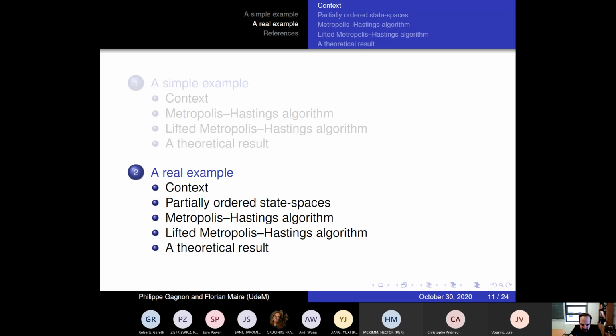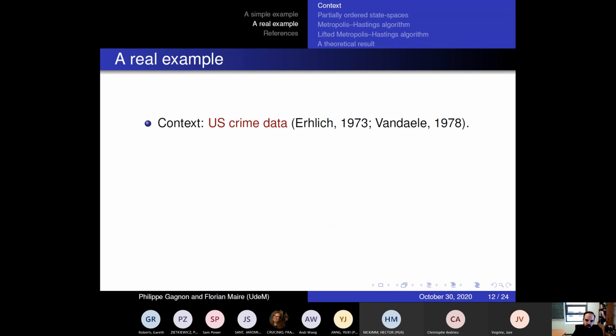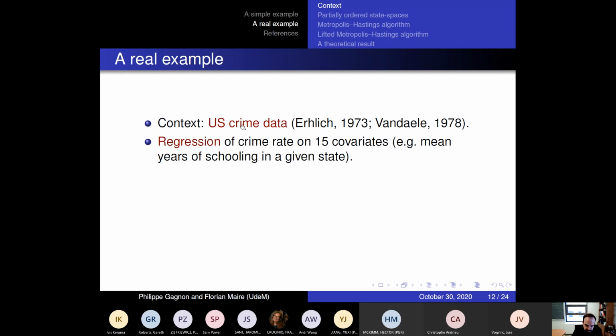Okay, so that's it for the simple example. I will go on with a real example this time. So it's still variable selection, but here it will be just normal variable selection, with no principal component things. So I consider US crime data that were analyzed in the 70s by people in social sciences.